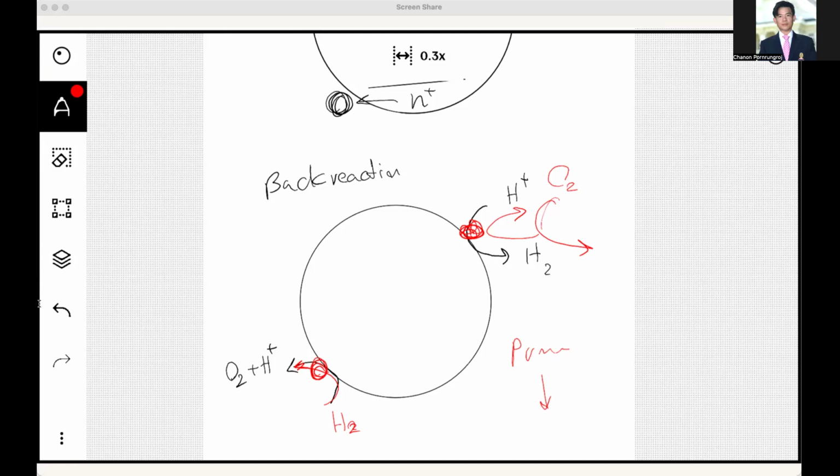It's the same principle as a fuel cell, right? A fuel cell is the backward reaction of this. You have hydrogen, you have oxygen, and then you combine them, and you make water and electricity. So the same thing can also happen here.